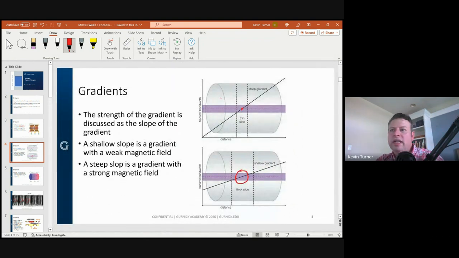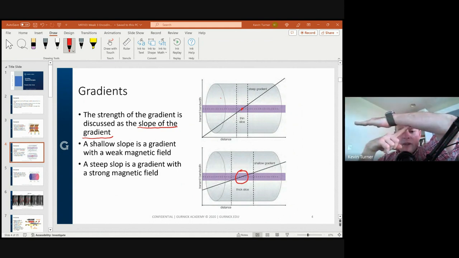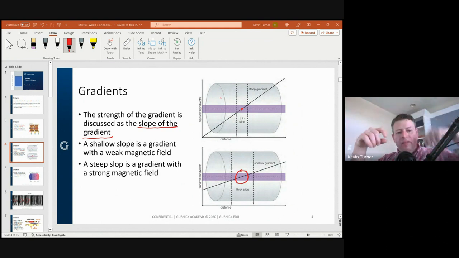Okay, when we talk about the strength of the gradient, we talk about it as the slope of the gradient. When we talk about slope, we're talking about how strong the gradient is turned on. If a gradient has what we call a shallow slope, then we're not using very much energy in the gradient. If the gradient has a really strong magnetic force, then we say it is a steep slope. And that's how we'll talk about gradients throughout the rest of this class. Shallow slopes and steep slopes, right?